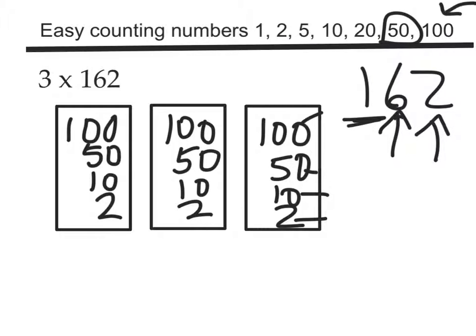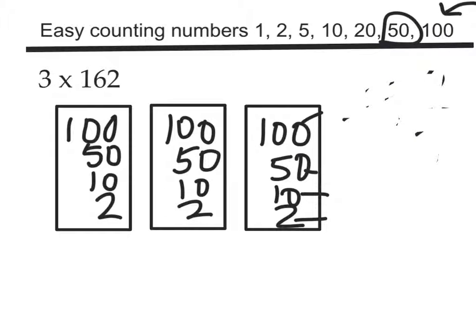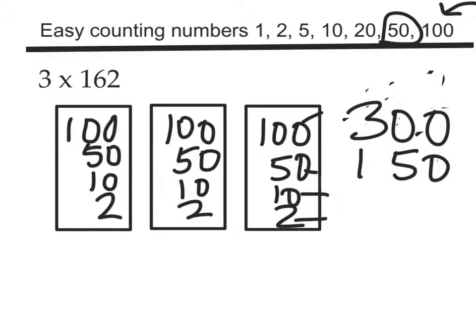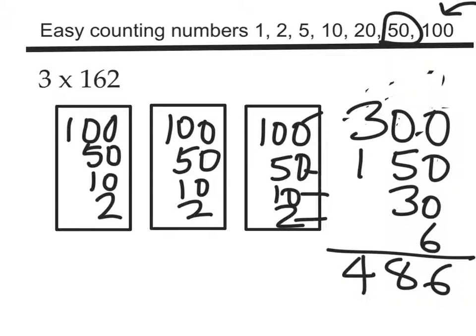Alright, so now I'm going to add them all up to see what I get. I now get a total of 300 and 150, and then I have 30, and I have 6. I add it all up, and I'm going to have my answer, 486. So 3 times 162 is 486.